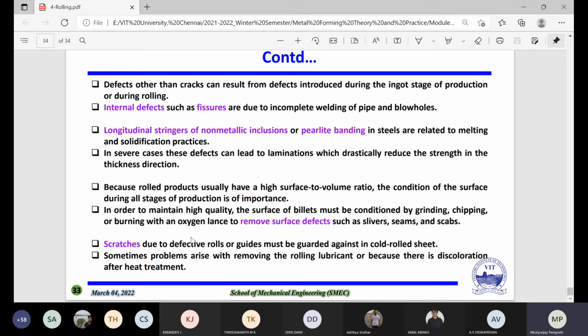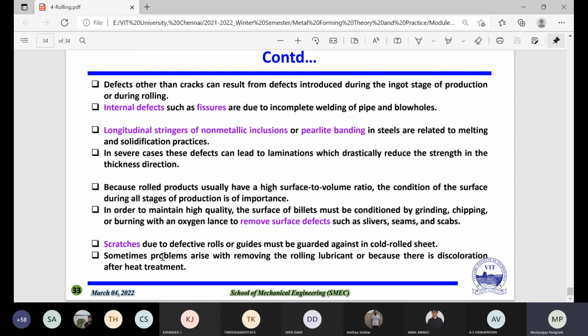Then I also made it here how you are removing the surface defect. In order to maintain high quality, the surface of billets must be conditioned by grinding. What we have already done in machining: conditioning by grinding, chipping or burning with an oxygen lance to remove the surface defect. If you have any surface defects such as silver seams and scabs, you have to remove them with the help of grinding, chipping, or burning with an oxygen lance.